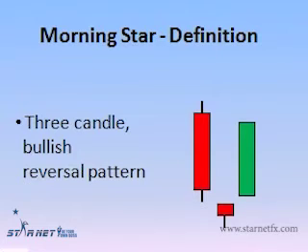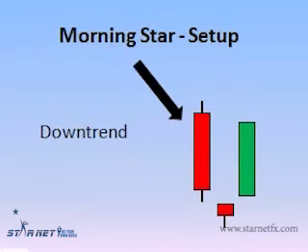Morning star is a 3-candle reversal pattern occurring at market bottoms only, so it's a bullish reversal pattern, basically the opposite of the evening star we discussed in the previous video. The price action leading up to a morning star must be a downtrend. Ignore the pattern in a sideways trend or an uptrend. Price must be trending downwards.